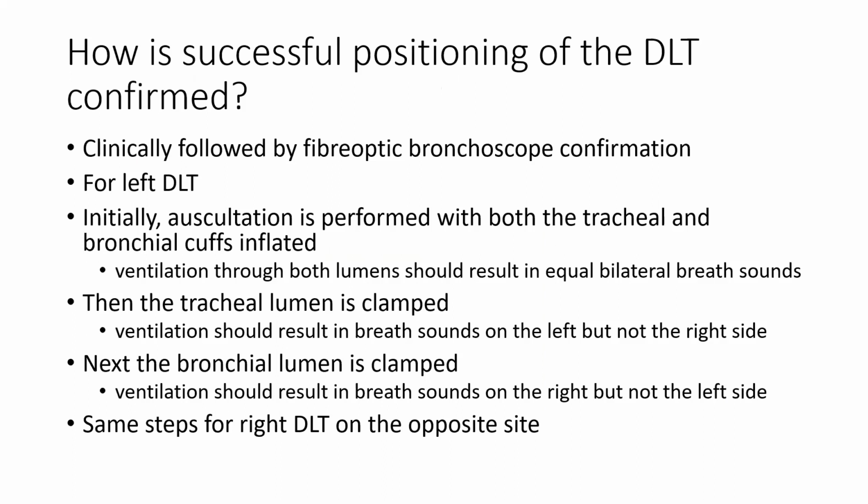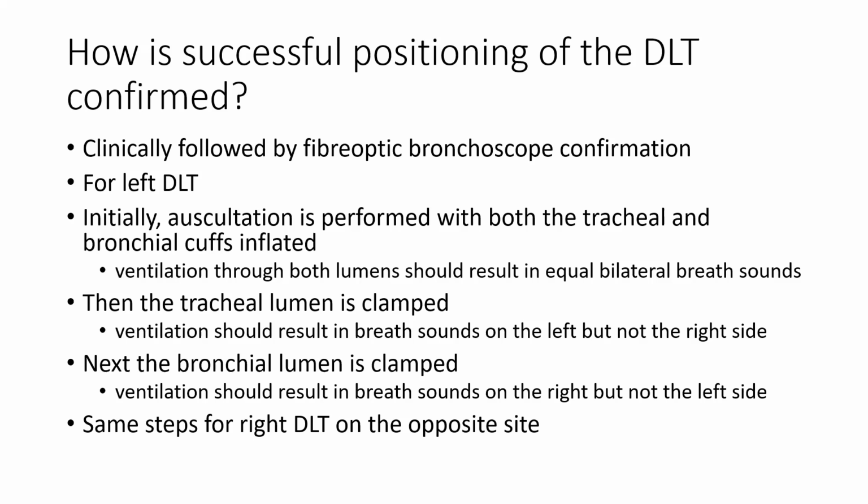So after intubation, how do we confirm the positioning of a double lumen tube? It can be done clinically as well as through fiber optic bronchoscope confirmation. So after we think that it is already placed well, we first of all inflate the tracheal cuff. Usually the volume required is about 5 to 7 ml for the tracheal cuff, followed by 1 to 2 ml for the bronchial cuff. After that, we have to secure the double lumen tube first. Then we proceed with ventilation through both lumens.